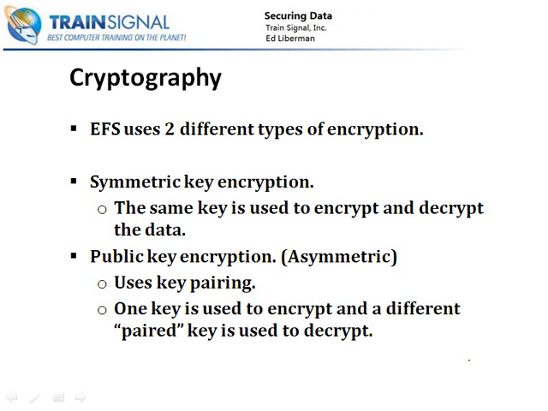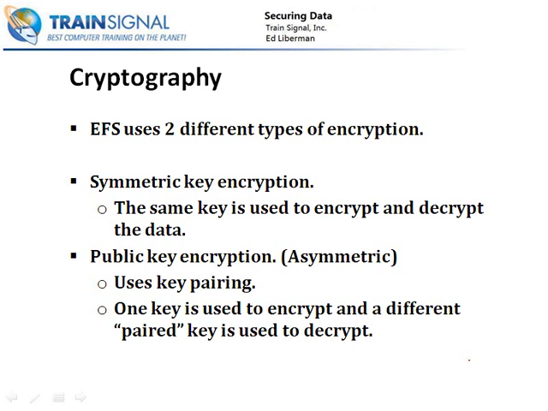There's another type of encryption that's used with EFS called asymmetric encryption, or what's more commonly known as public key encryption. Public key encryption is a little more complicated. It uses something called key pairing, where there's a pair of keys that go together at all times, and one key is used to encrypt the data, and then the matching paired key, so it's a different key, is used to decrypt the data from cipher back to plain text. So in that instance, if I were encrypting the data, I would use one key, and then if I sent that data to somebody, the recipient would have to use the matching paired key to decrypt the data.